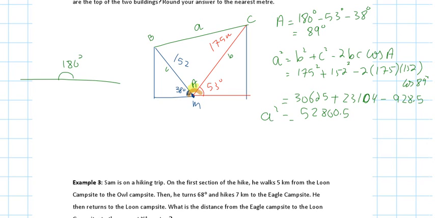Is that my final answer? Are the two buildings 52,800 apart? So what do I have to do? Must be inverse. Square root, because I have a squared, right? Because I have a squared, to get rid of that square, I have to square root. So the square root of both of these is 229.8 meters.